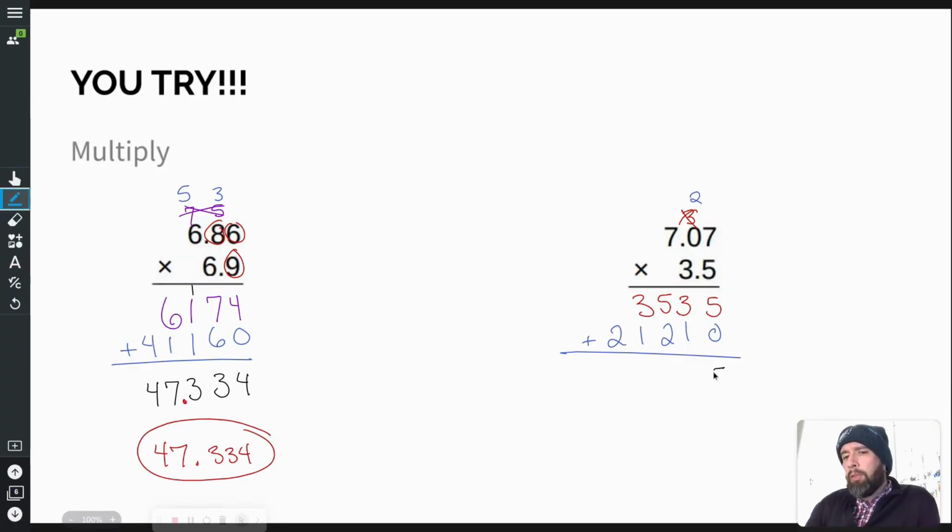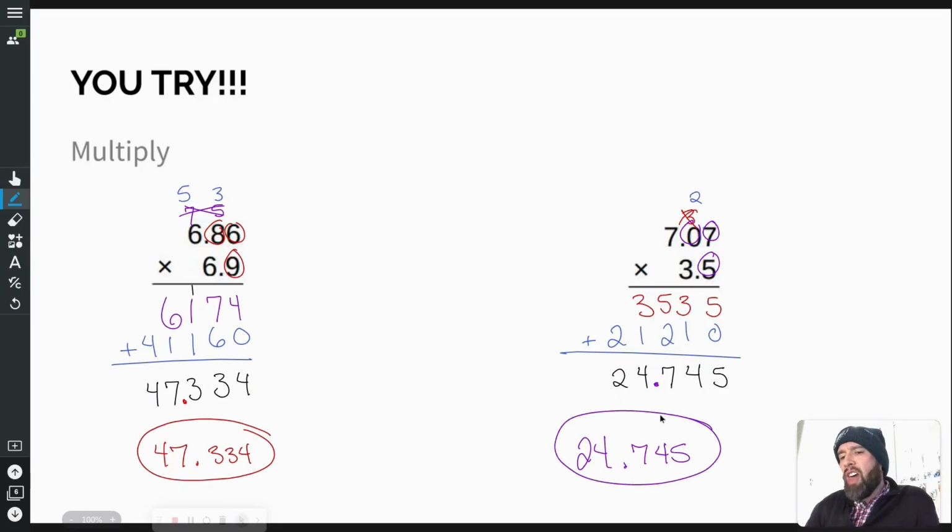5 plus 0 is 5. 3 plus 1 is 4. 5 plus 2 is 7. 3 plus 1 is 4. Nothing plus 2 is 2. We've got ourselves 1, 2, 3 decimal places. So go to the right, 1, 2, 3, put a dot there. 24 and 745 thousandths.